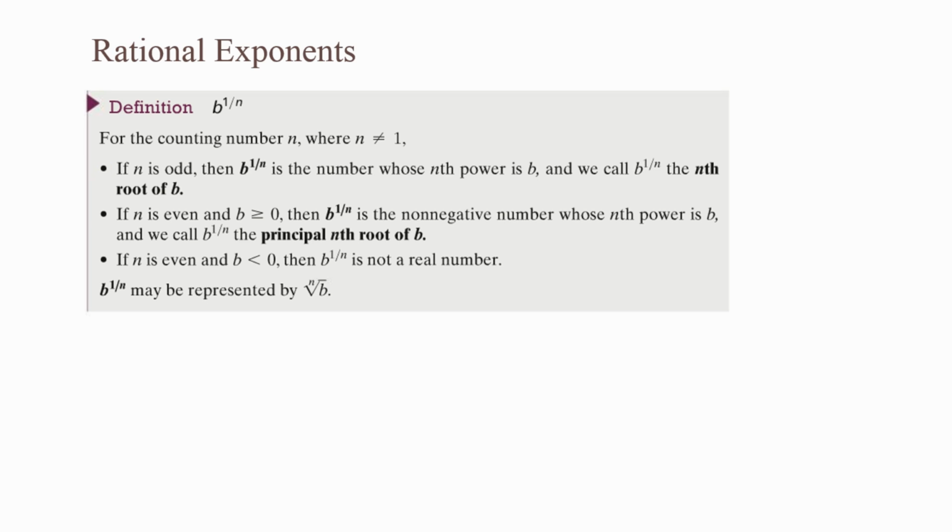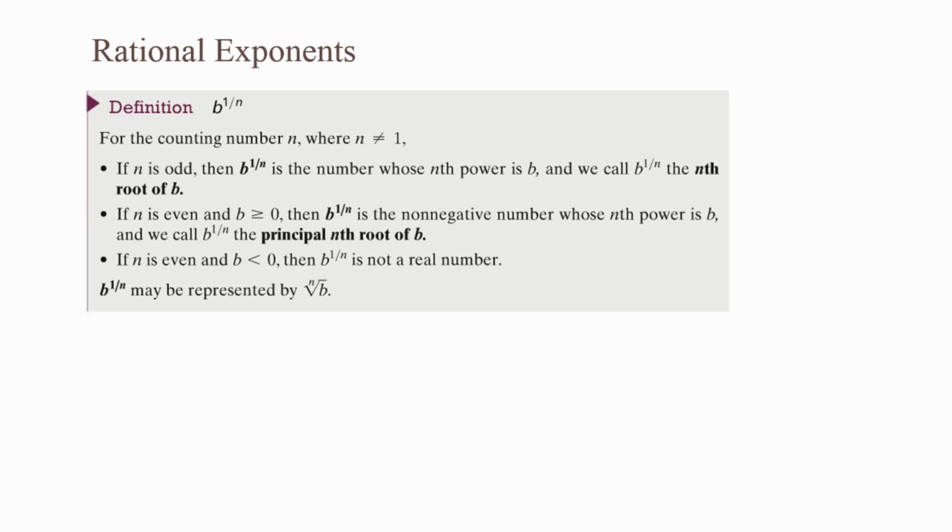If n is even and b is greater than or equal to 0, then b to the 1/n power is the non-negative number whose nth power is b, and we call b to the 1/n power the principal nth root of b. If I have 25 to the 1/2 power, that's 5, because 5 times 5 is 25. 5 is the principal square root of 25.